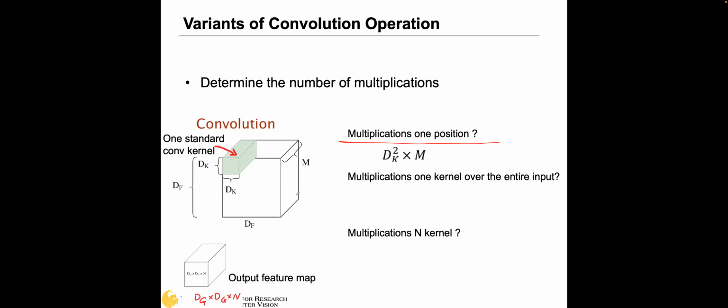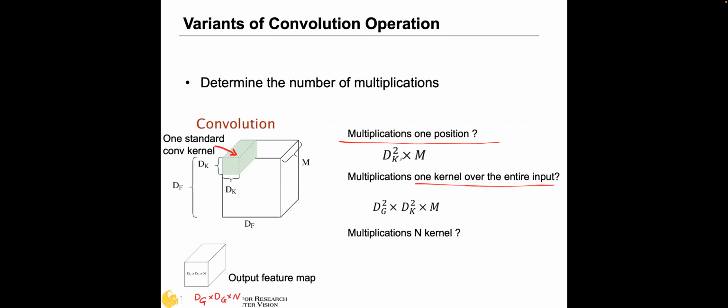How about if I apply this one kernel over the entire input, just sliding across the entire input, how many multiplications? I specify here, the output feature map is going to be dg times n. So here I'm saying one kernel over the entire input, how many multiplications? Is it like dk squared times df?